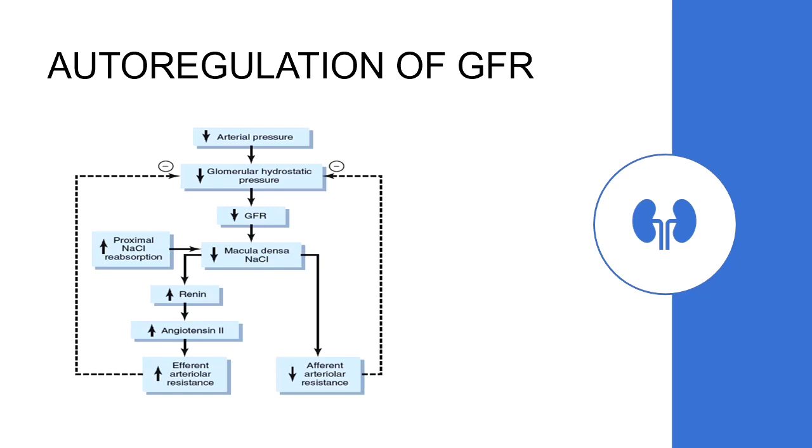This causes the macula densa cells to send a signal to the nearby juxtaglomerular cells, which are modified smooth muscle cells in the afferent arteriole, which cause the release of renin. Renin causes the conversion of angiotensinogen to angiotensin 1. Angiotensin 1 in turn is converted to angiotensin 2 by angiotensin converting enzyme found in the lungs. Angiotensin 2, as discussed earlier, potently constricts the efferent arteriole a lot more than the afferent arteriole, which causes an increase in the glomerular hydrostatic pressure and brings the GFR back to normal.